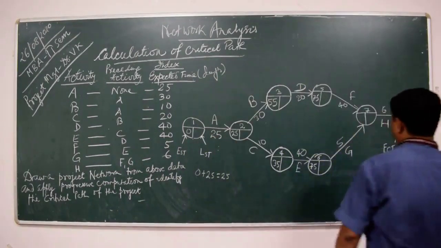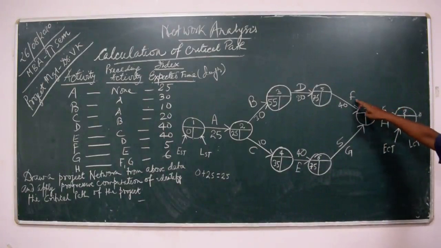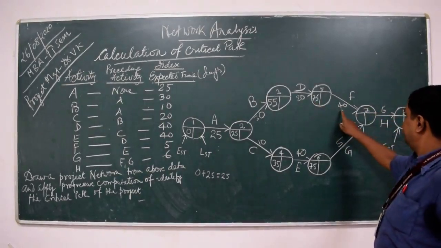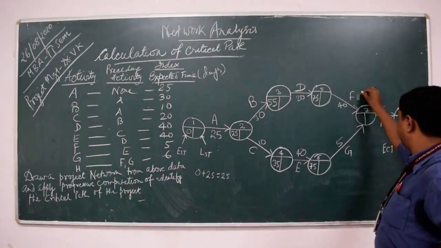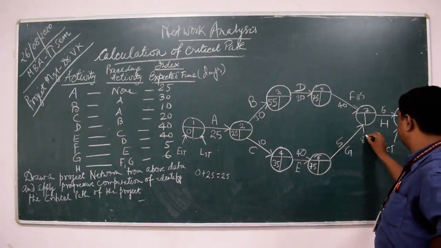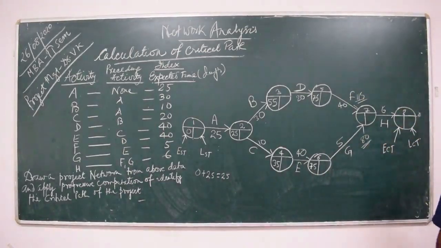Now we have to come to the event number 7. Now here we are having 2 activities preceded by event number 7. So what we will do, because we are having 2 options, 75 plus 40, this is 115, and 75 plus 5, this is 80. So what is the right answer?